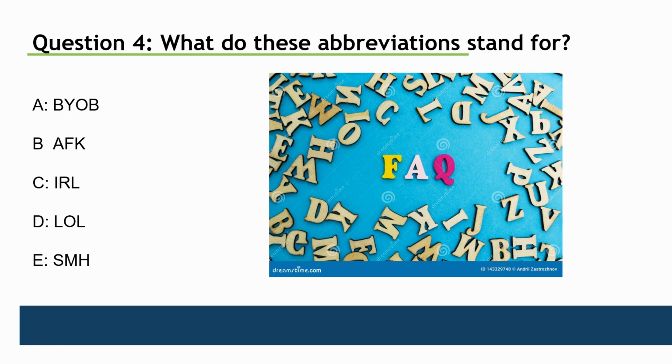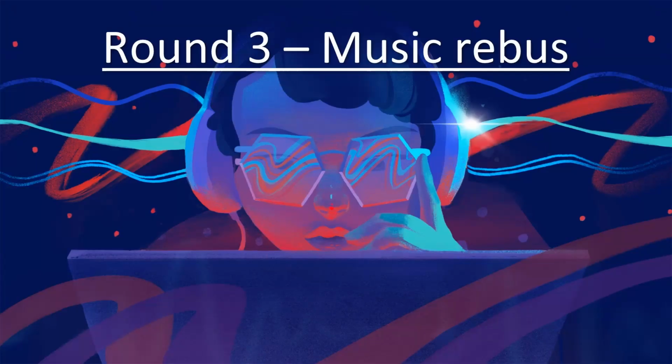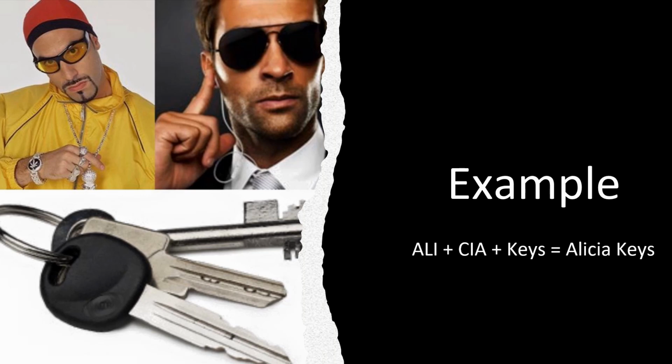Moving on to question number 5. This is the music rebus round, where we're going to give some pictures and you've got to figure out which artist or band is hiding behind these pictures. So for example, we have Ali G here, and then we have the CIA and then Keys, which together becomes Alicia Keys. Great, I think you got what we're looking for.